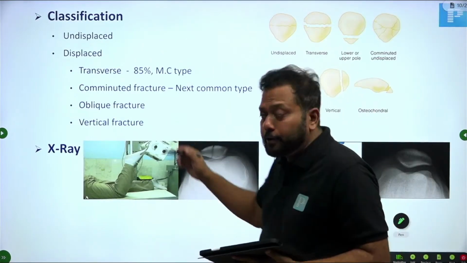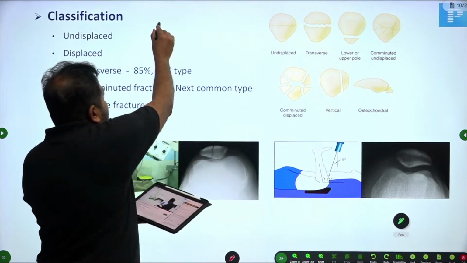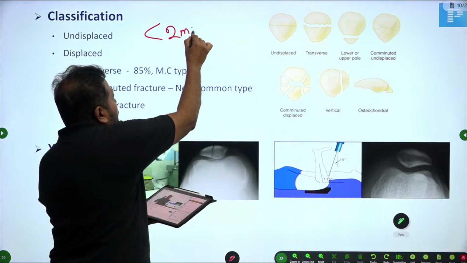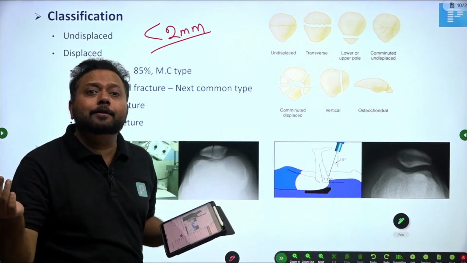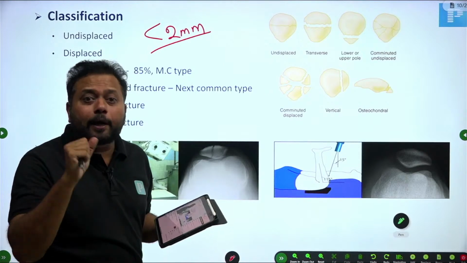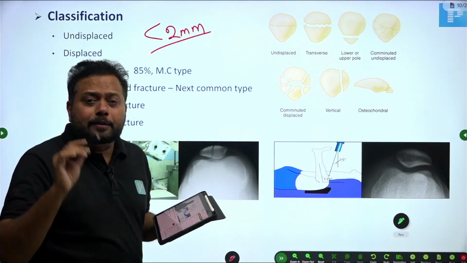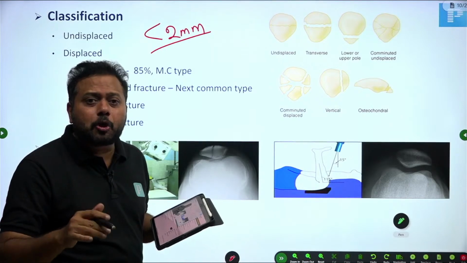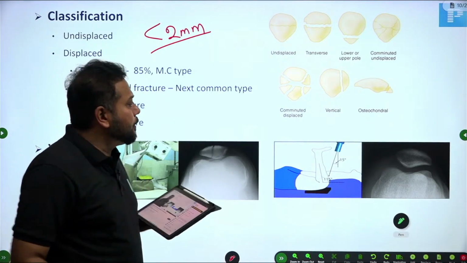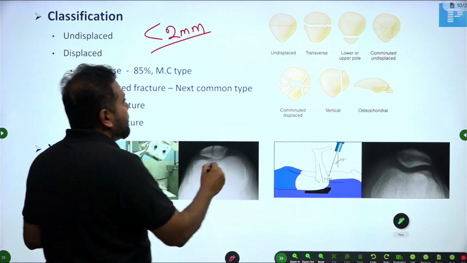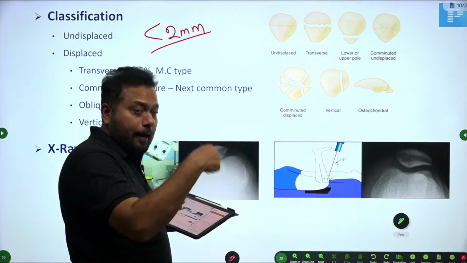Patellar fracture is divided into undisplaced and displaced. When displacement is less than 2 millimeters, it is called undisplaced fracture patella. When displacement is more than 2 millimeters, that is called displaced fracture patella. Why classify like this? For undisplaced fracture patella, the treatment of choice is immobilization of the knee joint in a cylinder cast. Displaced fracture patella needs surgery, and the treatment of choice is Martin's tension band wiring. I will show you in the next slide.